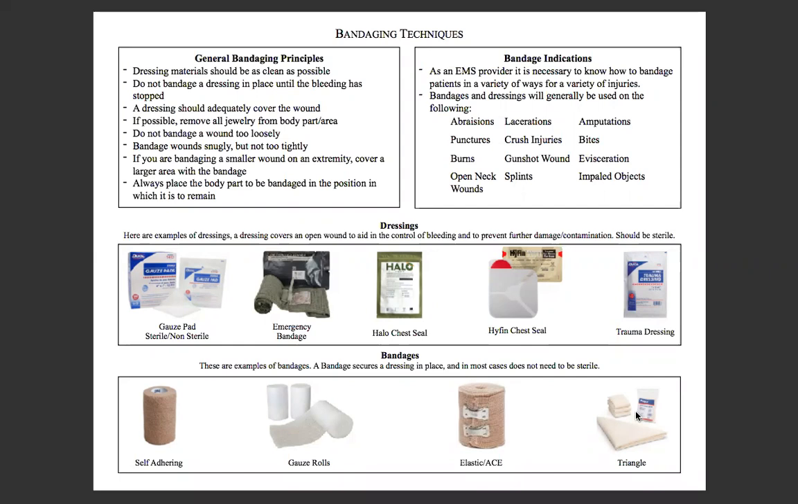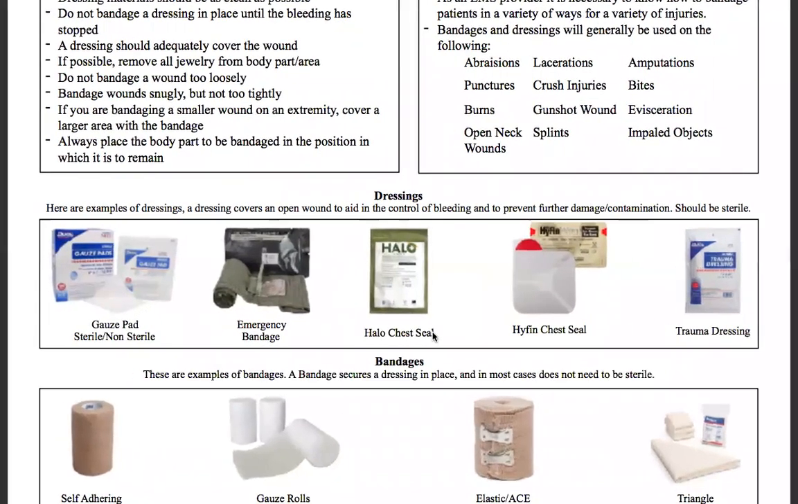So let's start by describing the difference between a dressing and a bandage. So we're going to take a look at these right here. Dressings cover up an open wound to aid in the control of bleeding and to prevent further damage or contamination. They should also be sterile. That's very important. It's coming in contact with that open surface of the skin. So these are non-sterile gauze right here, but these are sterile. If you're applying direct pressure to a bleed, you should use sterile gauze.